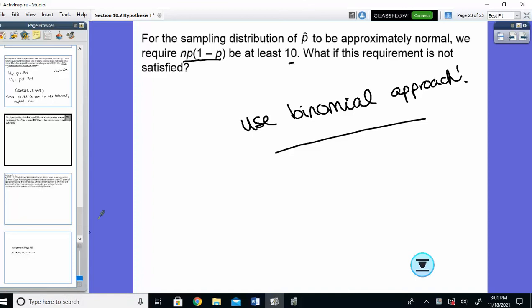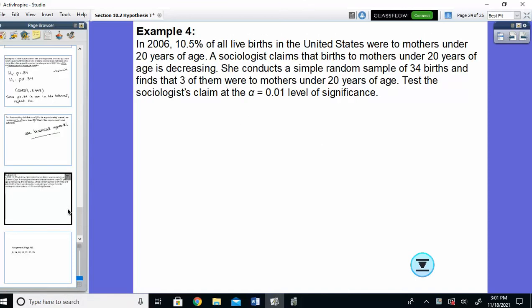All right. So remember binomial, that was back when we had discrete data and we had a whole table for it. We had a formula for doing it by hand. So we had all kinds of options here. So let's look at this one.